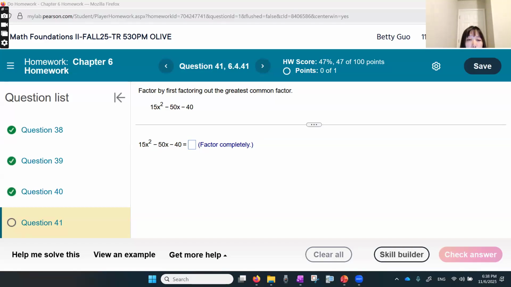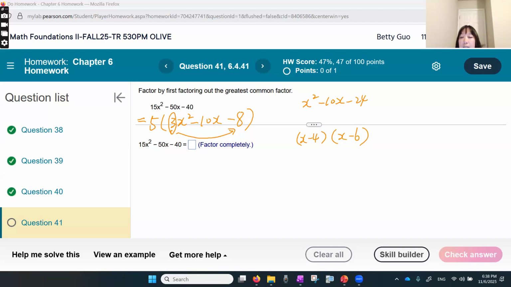Okay. This one has a GCF. Did you notice that? Yes, it's 5. So 3x squared minus 10x minus 8. We're going to slightly divide slide to factor this trinomial inside the parentheses. That gives x squared minus 10x minus 24, which gives x minus 4, x minus 6.